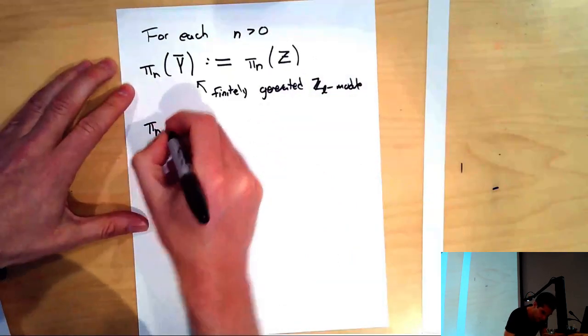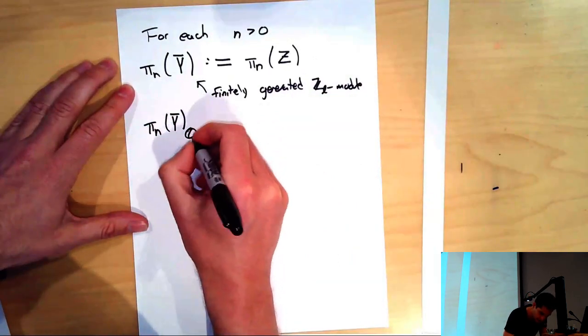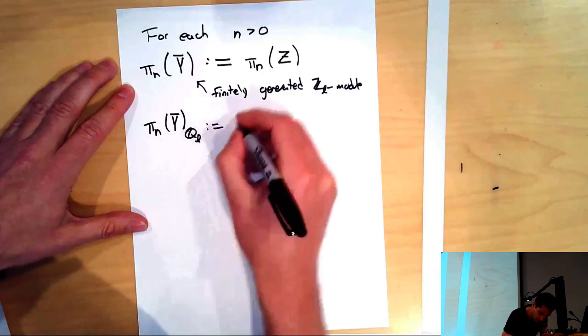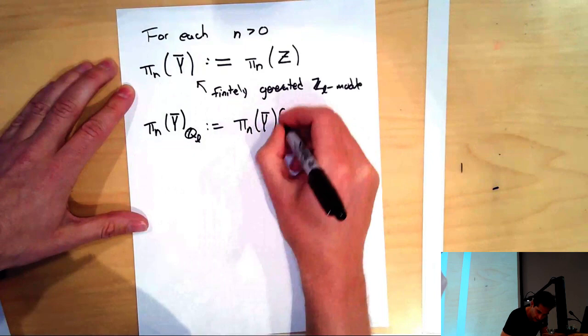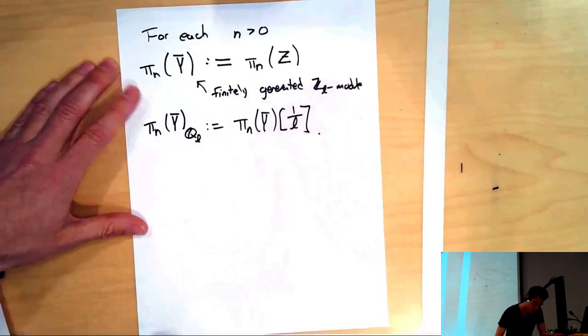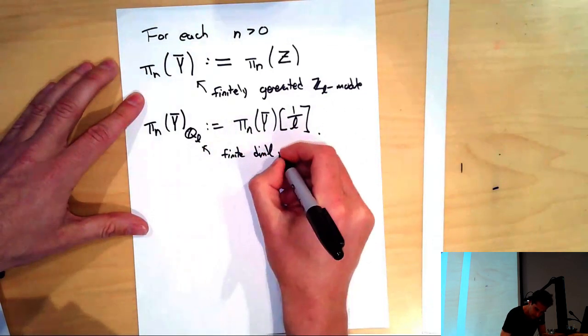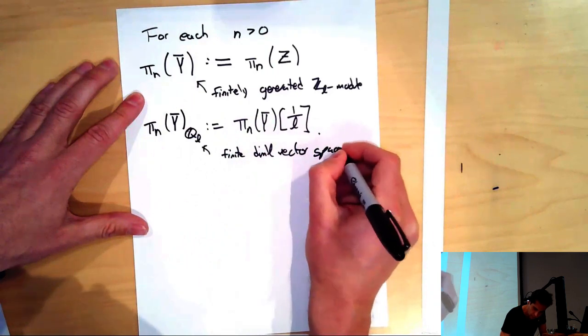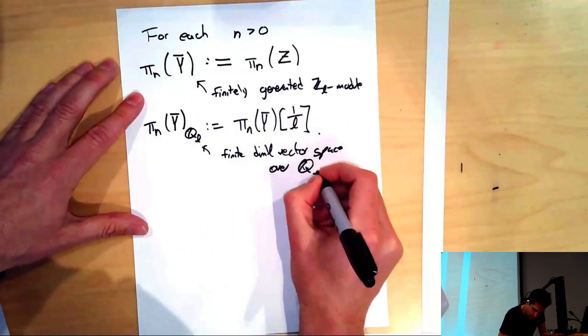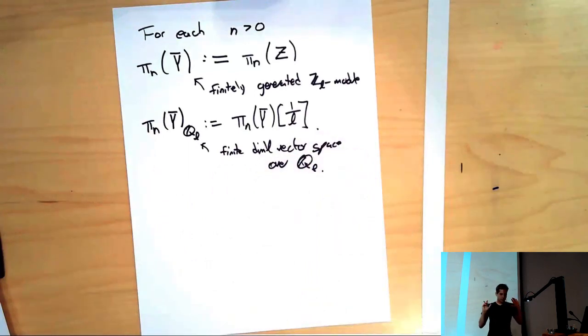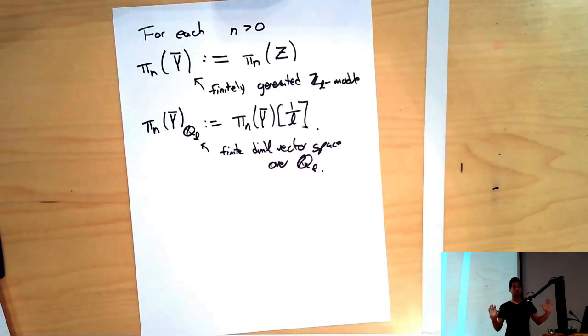And for this lecture, I'm just going to be interested in its rationalization. So this is what you get when you take pi n of y bar and then invert L. So this is now a finite dimensional vector space over Q_L. Okay, so my guess would be that there's a lot of people in the audience for whom L-adic cohomology is something familiar, and these L-adic homotopy groups are not at all familiar. So the first thing I would like to do is say something about how they're related to one another.